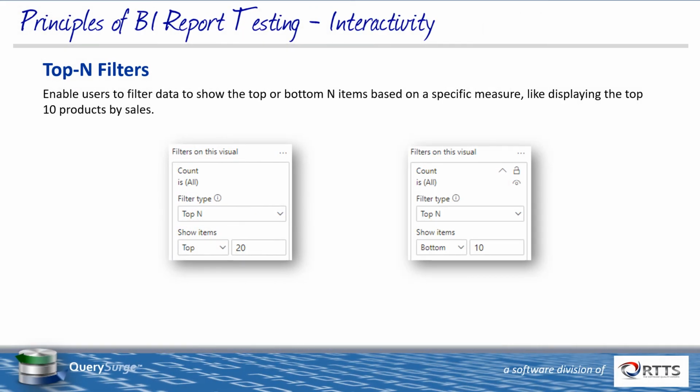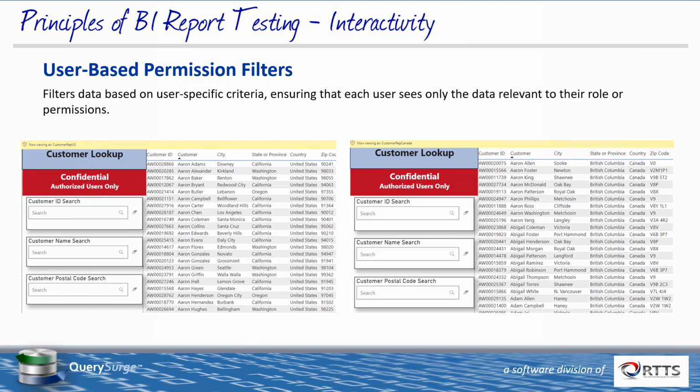Top-N filters enable users to filter data to show the top or bottom N items based on a specific measure, like displaying the top 10 products by sales. User-based permission filters filter data based on user-specific criteria, ensuring that each user sees only the data that is relevant to their role or permissions.